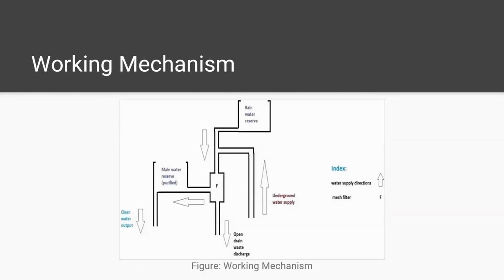As we can see in the diagram, the system collects rainwater in the rainwater reserve. Once the rainwater has been collected, it is filtered by a mesh filter to remove any slag and debris. Then based on the pH level, it will either be stored in the main water reserve or be passed down through an open drainage system. If the rainwater reserve is empty, the system resorts to groundwater to fill the main water reserve.